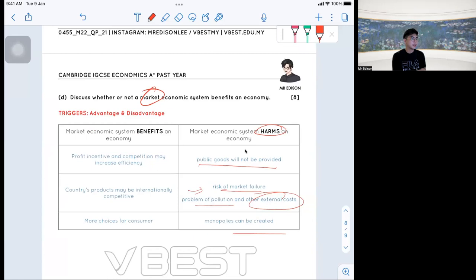Country product may be internationally competitive. It's like this: competitive here, then you can compete with another, you can sell it in another country. At first, if let's say you're not competitive enough, your quality sucks, the price is high, you cannot sell overseas. But now because you have more competition, you become more and more efficient, then you can sell more. Yes, because they say economy is about export. It's everything. Not a good point, I would say. Not a super good point. I will use this one and this one.